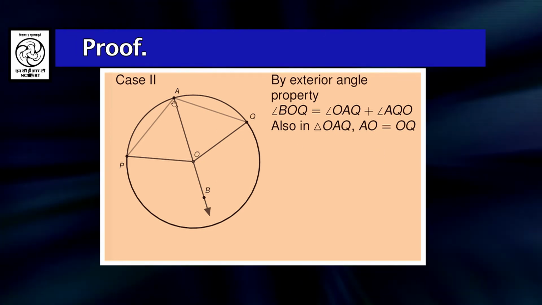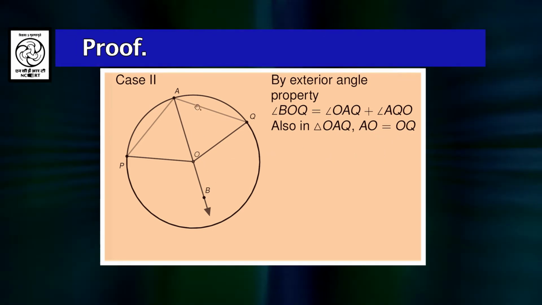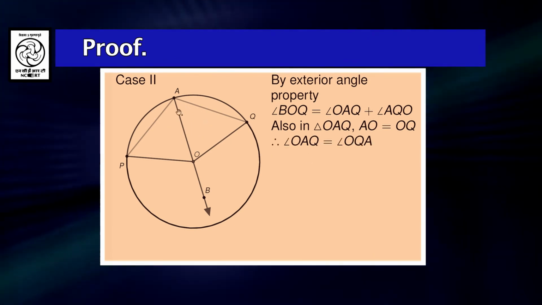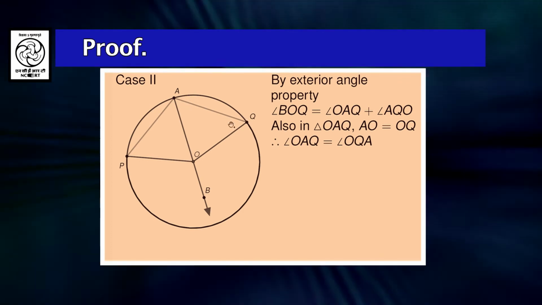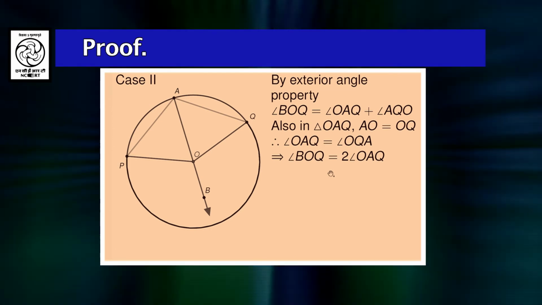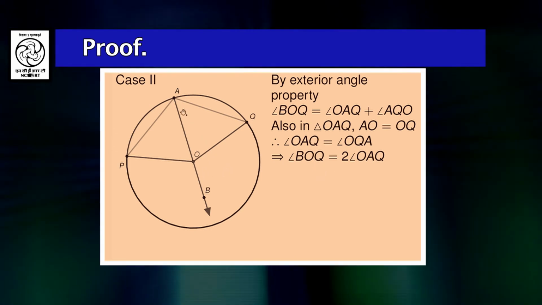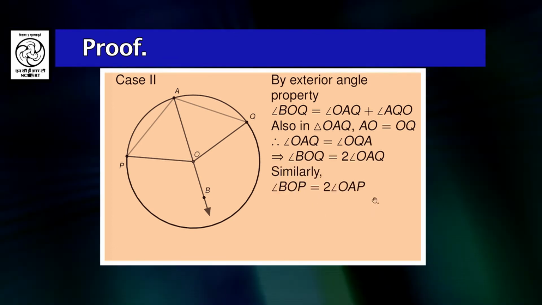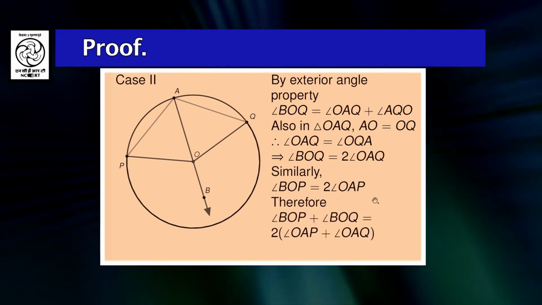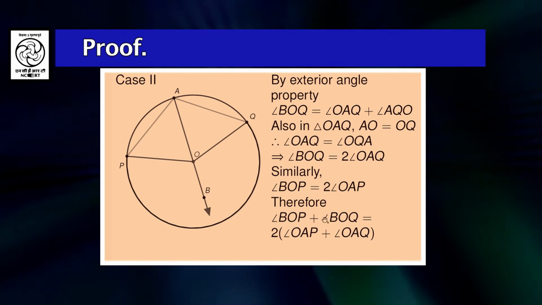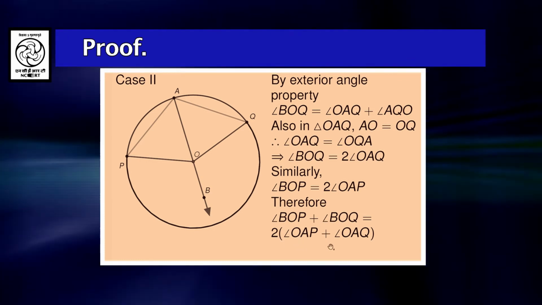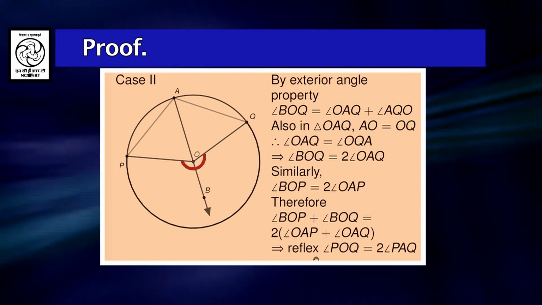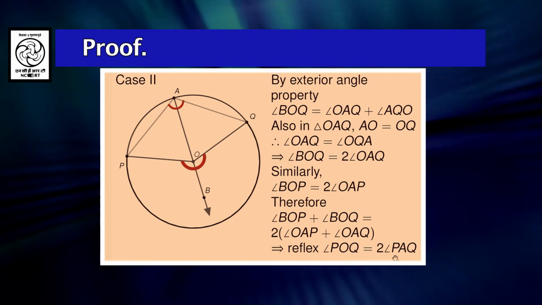Again in triangle AOQ, AO is equal to OQ, both are radii of the circle. Therefore, angle OAQ would be equal to angle OQA. Therefore, angle BOQ is twice of angle OAQ. Similarly, angle BOP is twice of angle OAP. Therefore, BOP plus BOQ is equal to twice OAP plus OAQ. Hence, in this case also we have reflex angle POQ is equal to twice angle PAQ.